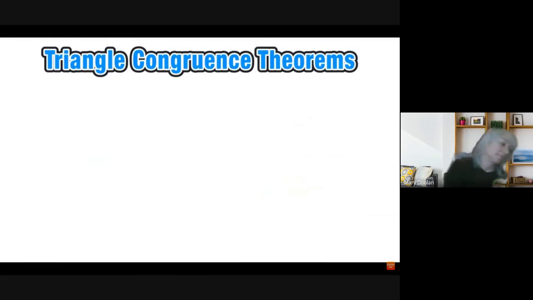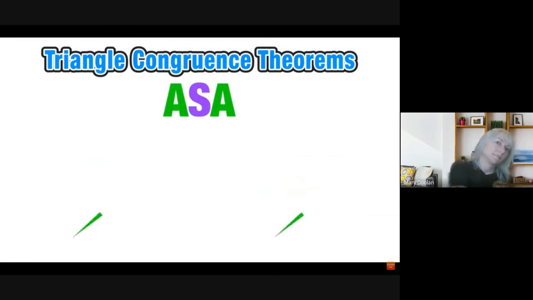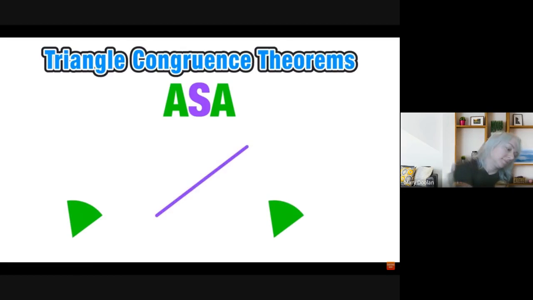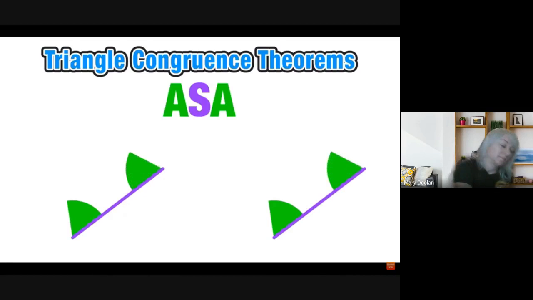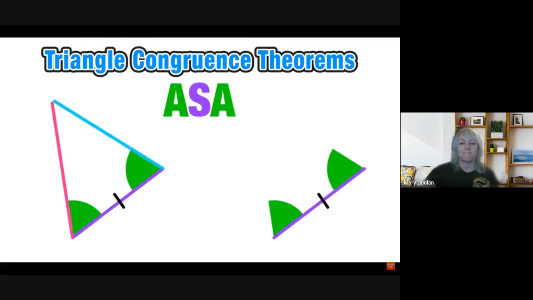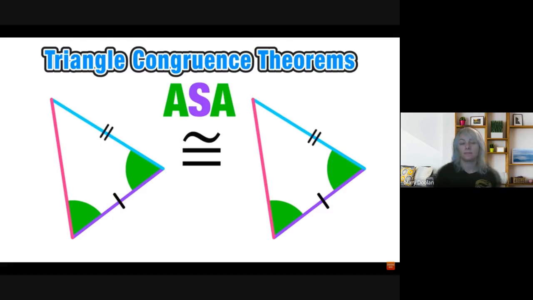Our next congruence theorem is the angle-side-angle theorem. When we have 2 triangles with a pair of corresponding congruent angles, a pair of corresponding congruent sides, and another pair of corresponding congruent angles, we have enough information to prove congruence using angle-side-angle. Now it's important to notice that the congruent side is in between the 2 congruent angles. And now we can visualize that when this is the case, we have enough information to prove that the 2 triangles are congruent by angle-side-angle, which means that all of their corresponding sides and corresponding angles have the same measure.